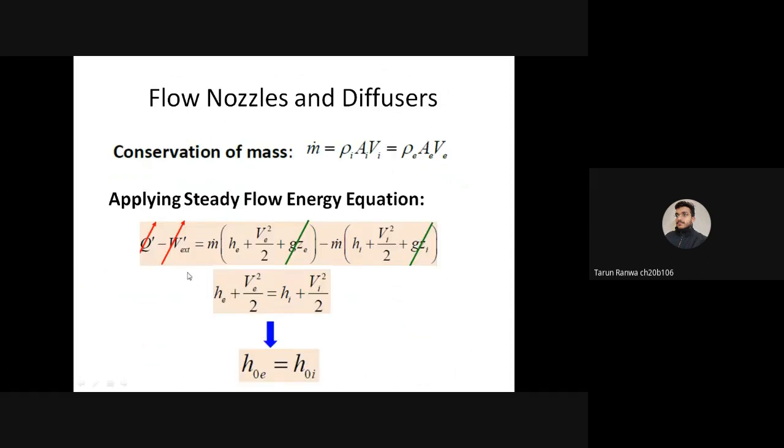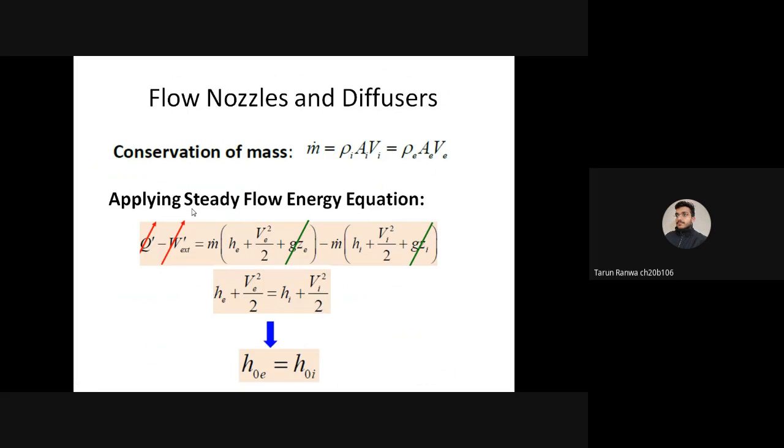So now conservation of mass. We can write m dot equals rho_i A_i V_i equals rho_e A_e V_e. This is the rate of mass entering, and this is the rate of mass leaving. So those are equal, and then we apply the steady flow energy equation.